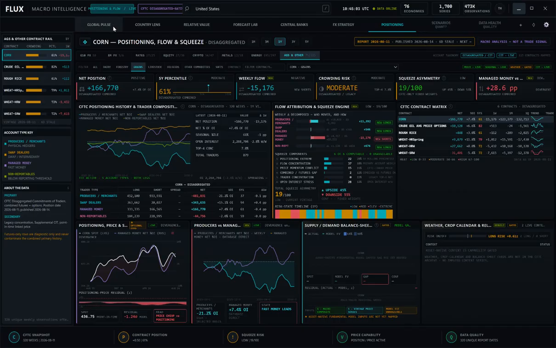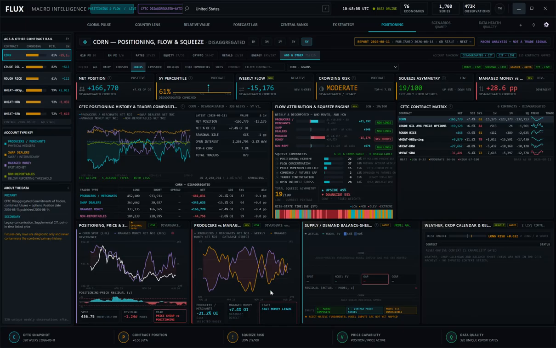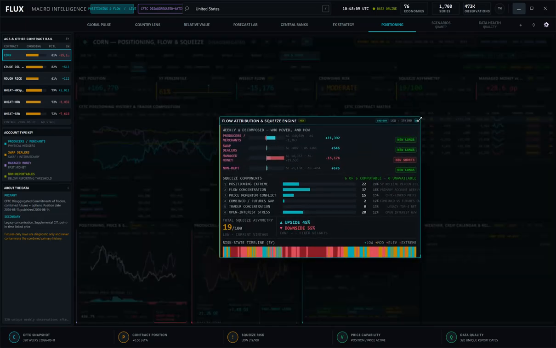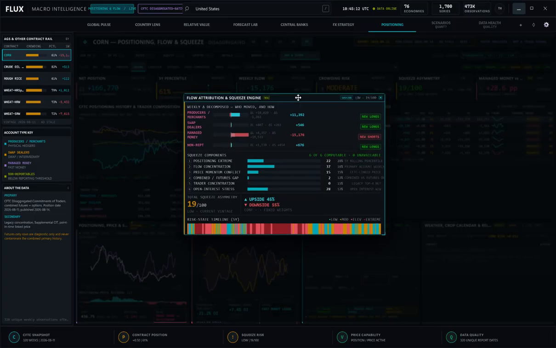This is what I've been working on, the Flux terminal. There are a lot of updates to be done on this. There's more analysis I need to do, and then I will keep you posted.